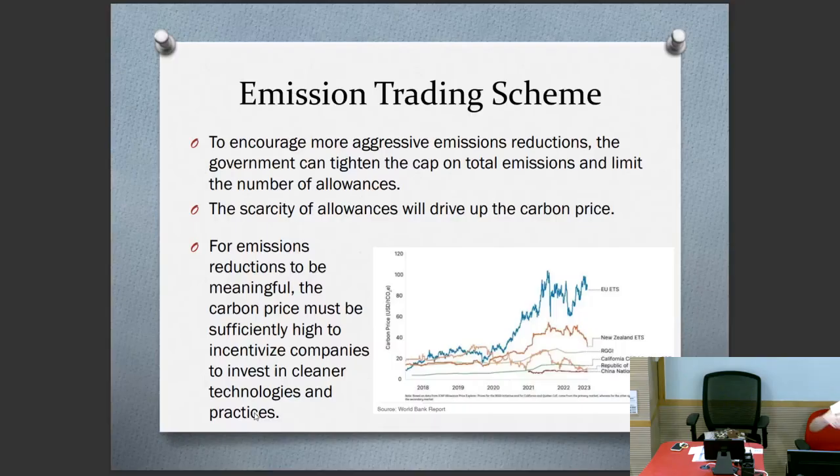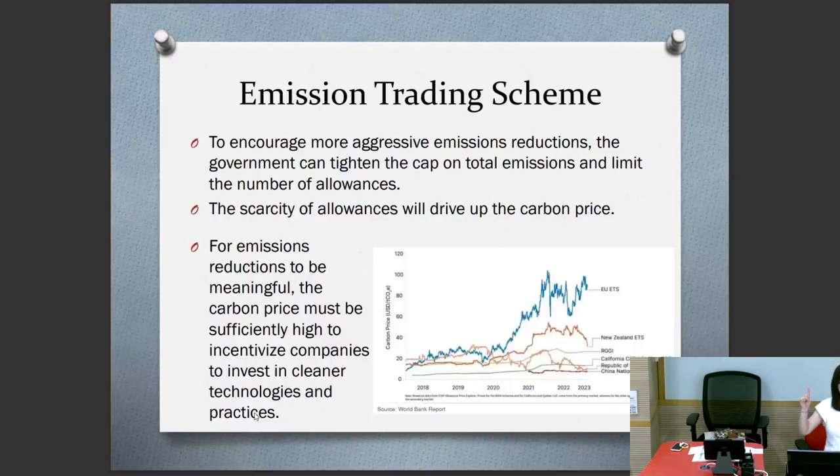So when the price of every credit, every allowance for emissions, is very expensive, they may switch to investing in R&D, research and development, for technologies such that their own carbon emissions can be reduced. Instead of paying to buy the credits, they may invest in their own technologies so as to reduce the carbon emissions.